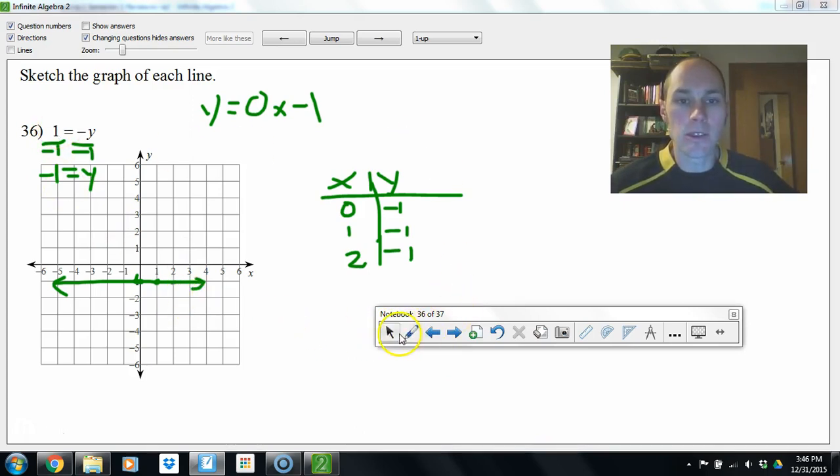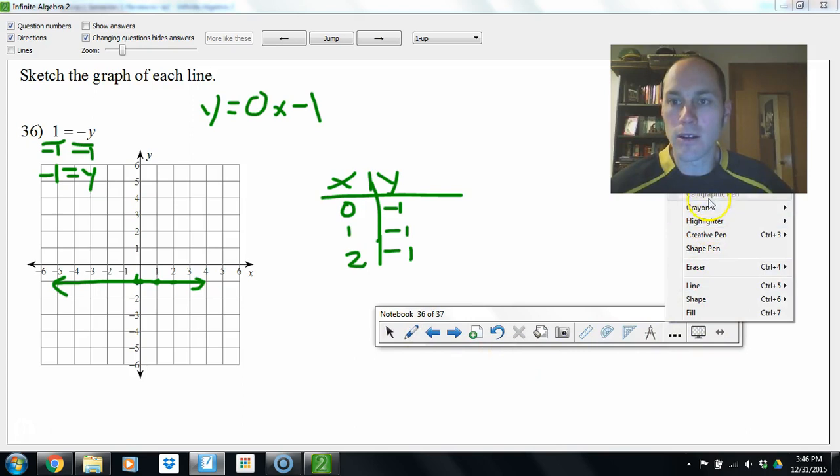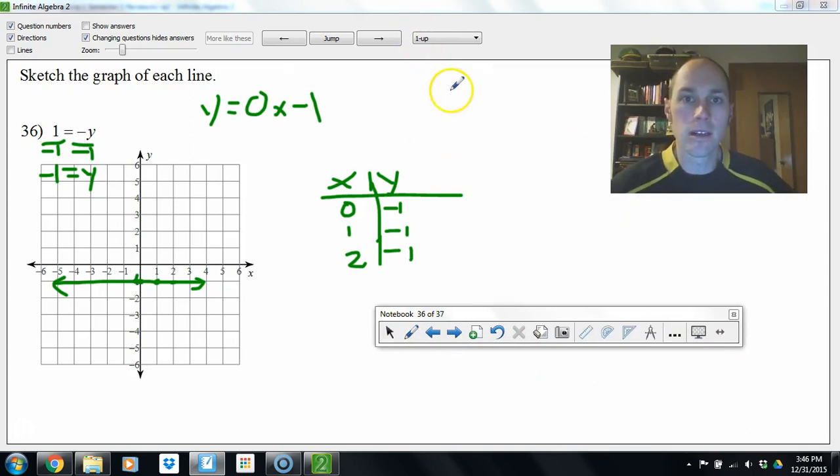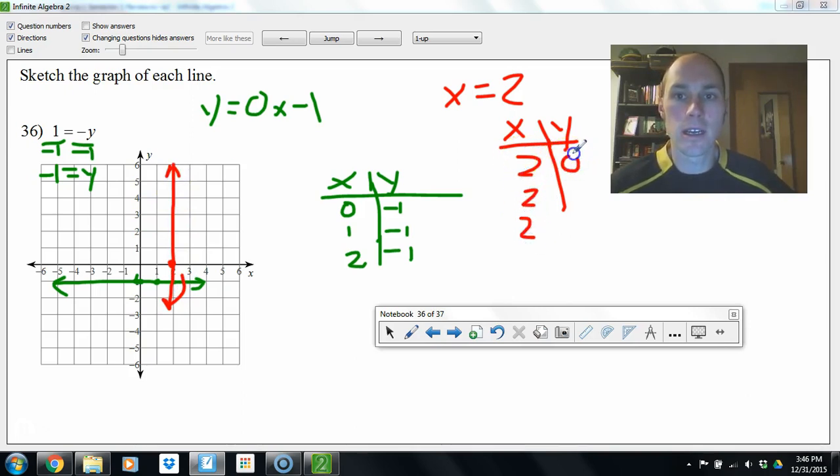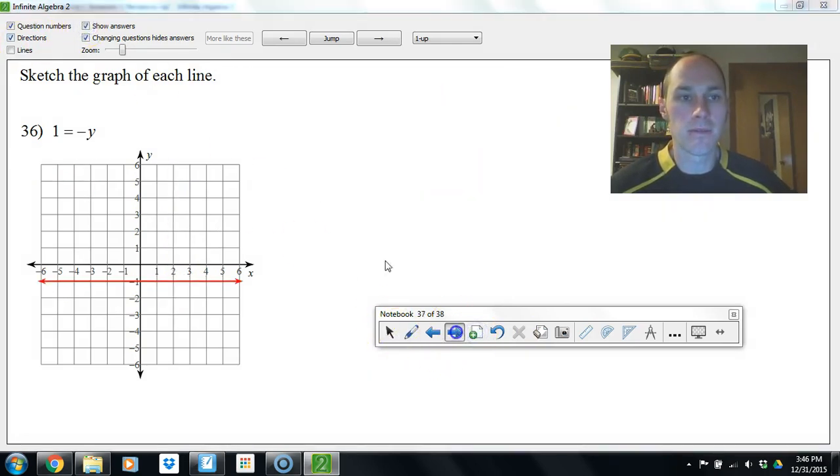Remember, when it's x equals, let's say this were, let's put a different color on here. I don't think there's an example on our review. Let's say it were x equals 2. Well, in that case, x would always be 2. The x-intercept is 2. There's no y-intercept, so it would be parallel to the y-axis. So that'd be a vertical line. X is 2 always. I could choose random y values. 2, 0, 2, 1, 2, 2. Okay? All right.